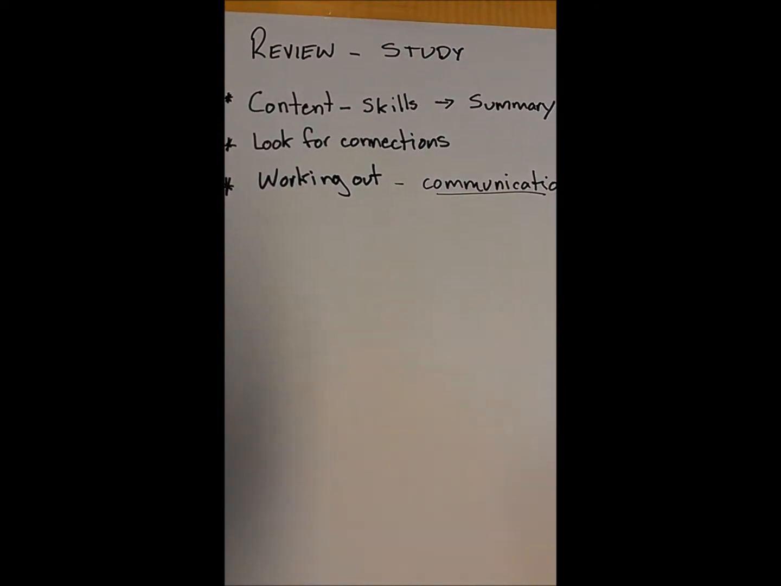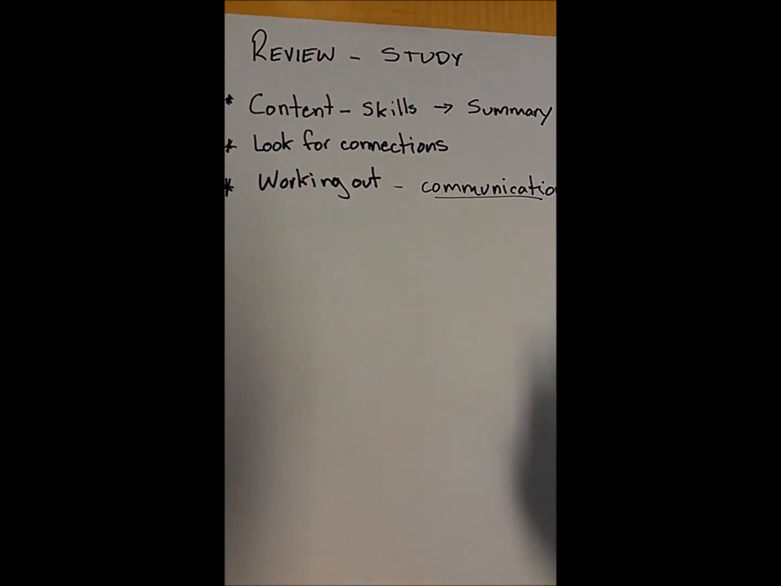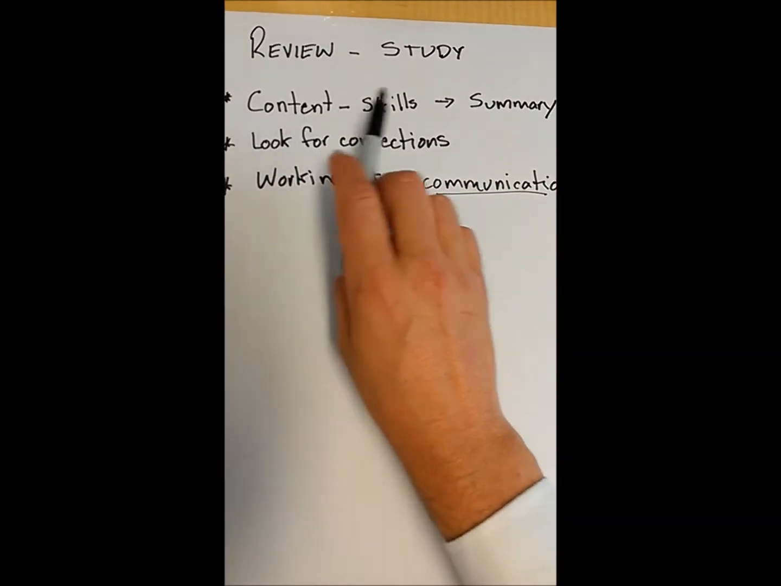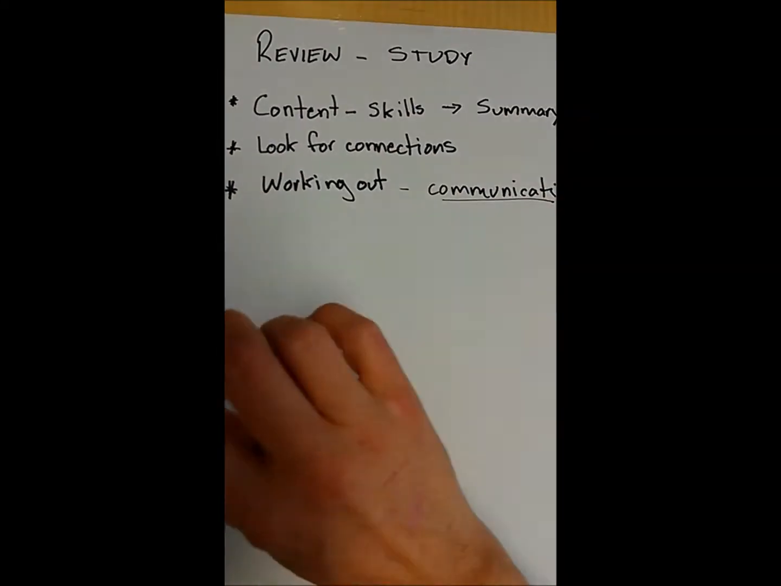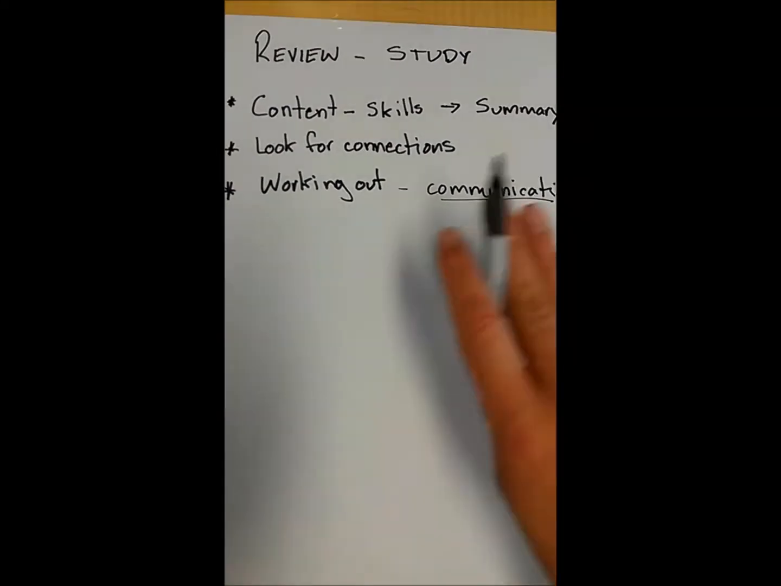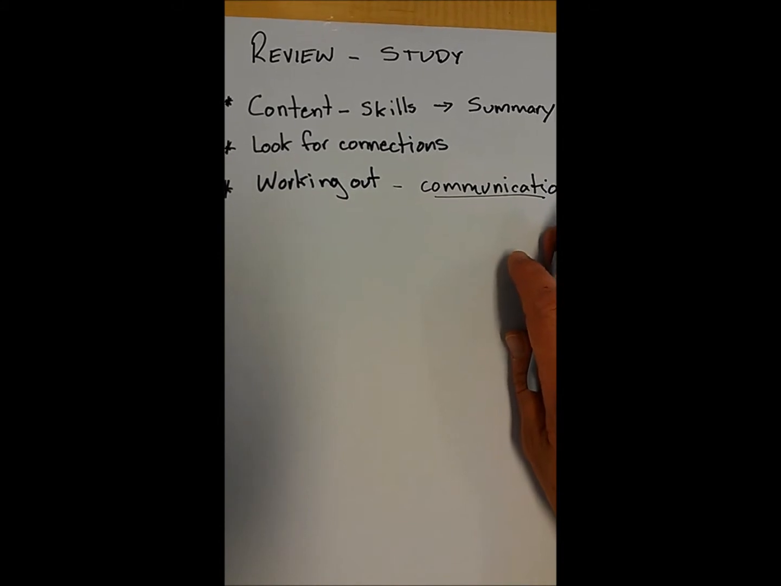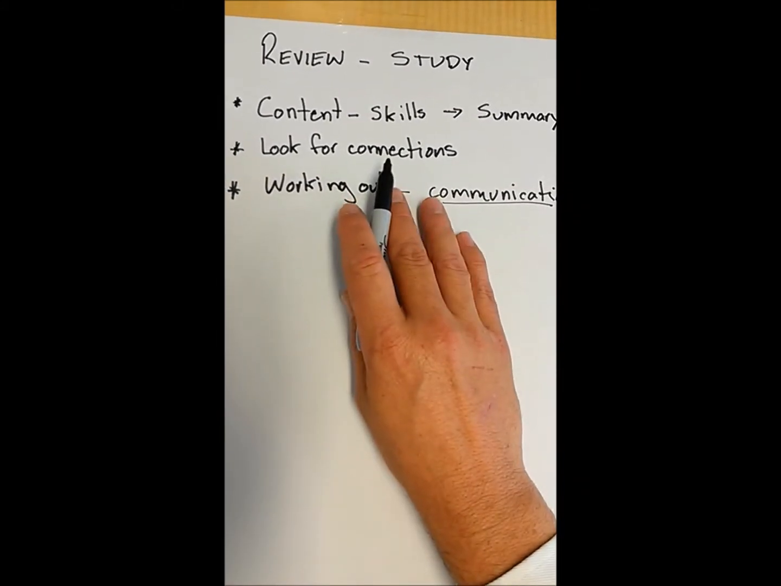Okay, in the last video I was talking about studying, and I talked about making sure you have a summary, make sure you know the content, the skills. That's step one. That's the surface level knowledge. That's the knowledge that everyone should have. Step two was looking for connections, trying to get that knowledge deeper.